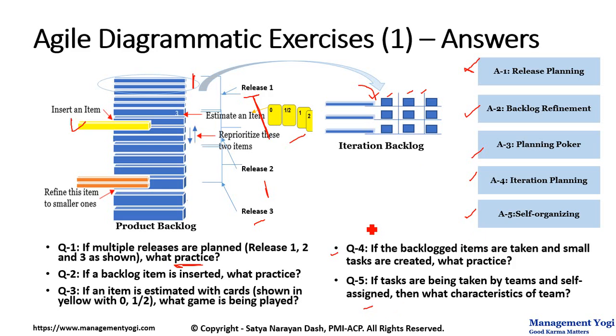We already know in Agile the team is self-organizing and cross-functional. The team has all the skills needed to get the job done or provide an increment, and they themselves assign the tasks. The manager or the Agile project manager or the Scrum master or the Flow master, they do not assign the tasks to the team members.